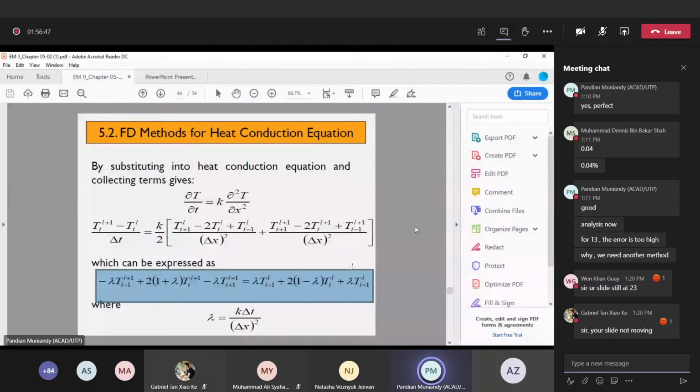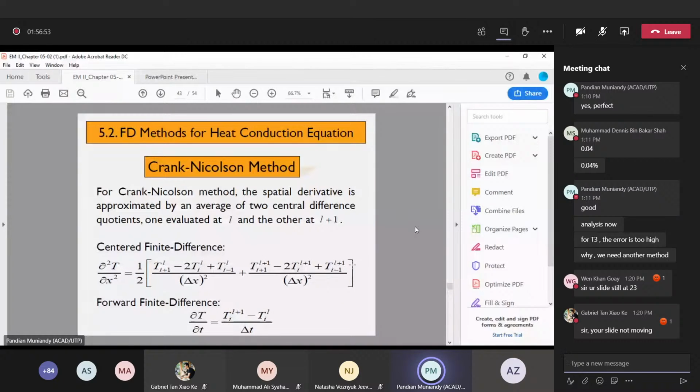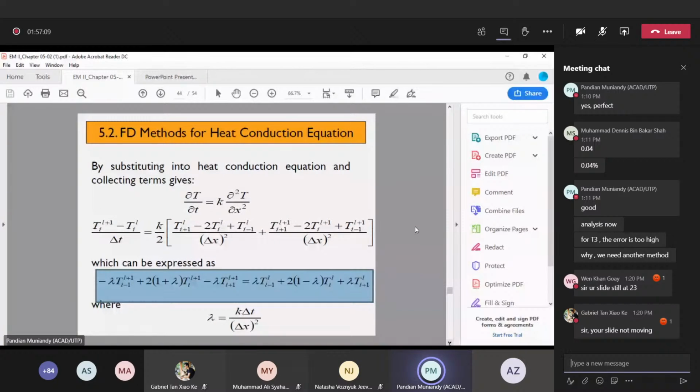All right. So slide 44 comes from slide 43. Can you see 43 now? 43. Yes, can, sir. So 43 is just introduction. And then 44 is the equation. Now we want to use this equation.